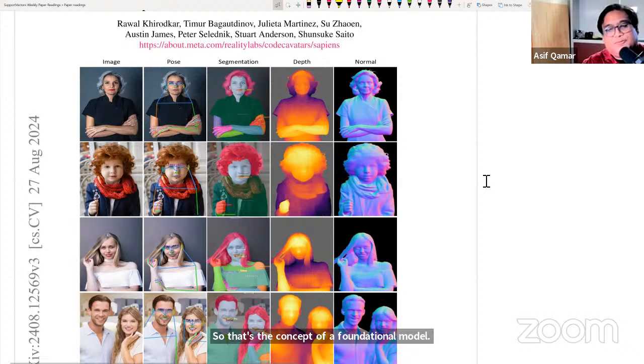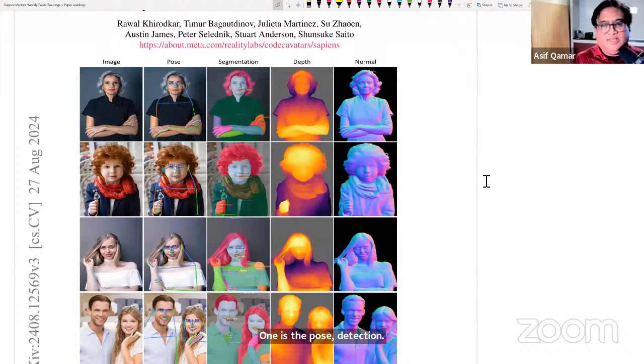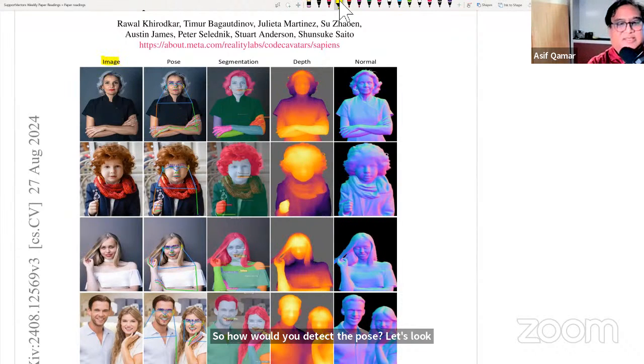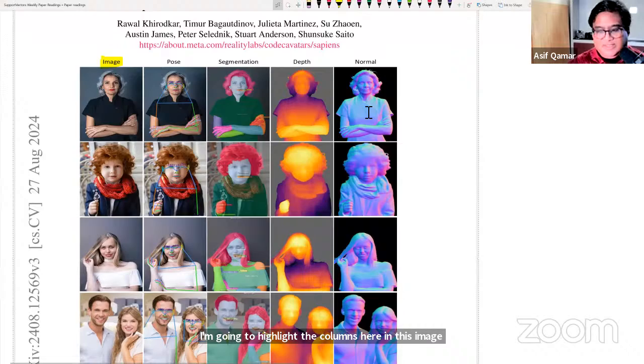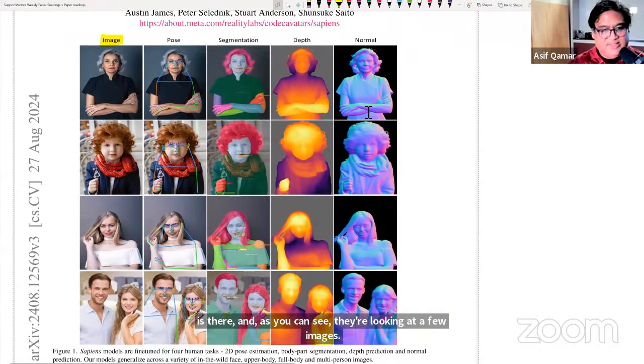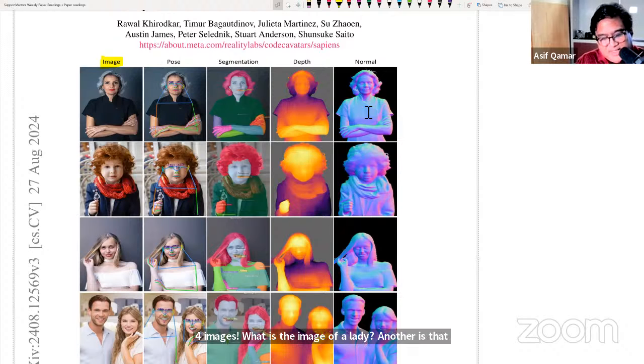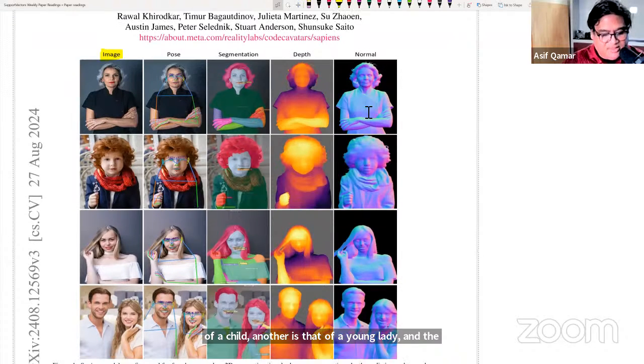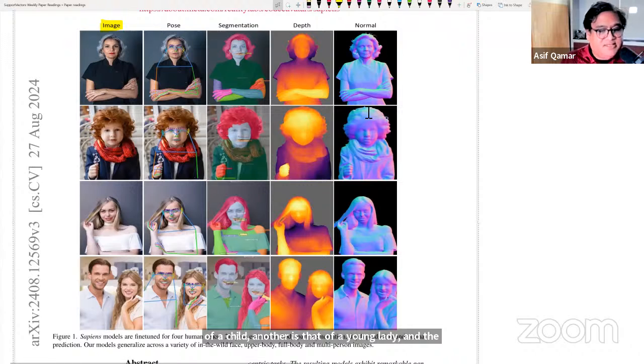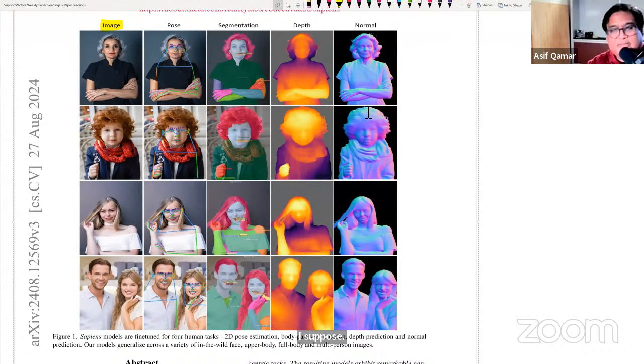Here, they're looking at 4 downstream tasks, which are very common in computer vision. One is pose detection. So how would you detect the pose? Let's look at this. I'm going to highlight the columns here in this image. As you can see, they're looking at 4 images. One is an image of a lady, another is that of a child, another is that of a young lady, and the last one is that of a young couple. So let's get into this to see what they are talking about.